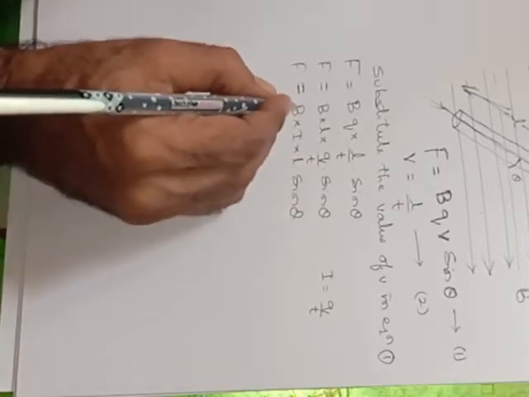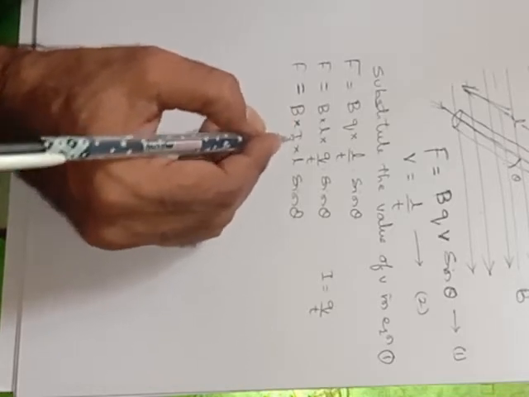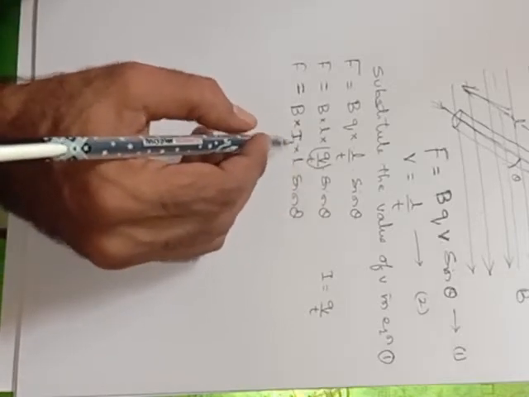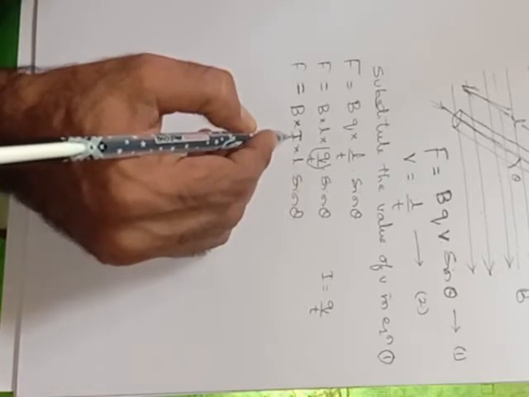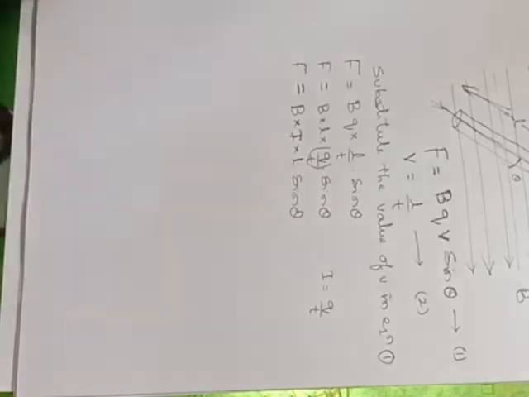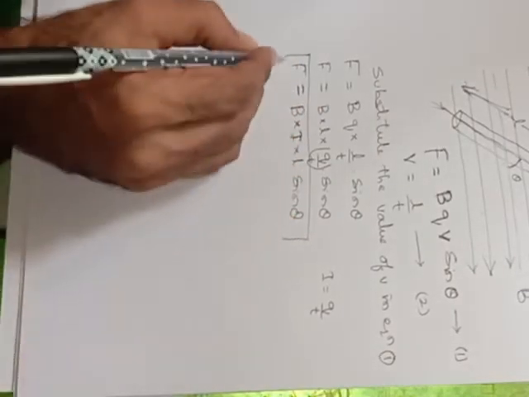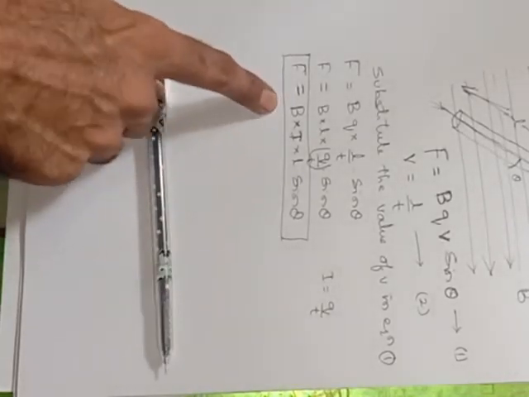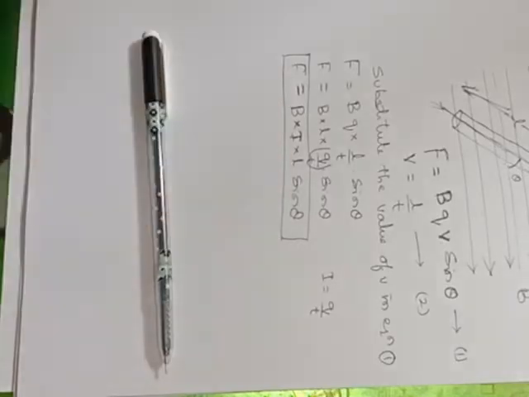So if I is Q by T, substituting this value, F is equal to what? B I. From where we have got this I? I is equal to Q divided by T. So if I have to calculate the total force on a current carrying conductor, it is given by F is equal to B into I into L sin theta. Clear?